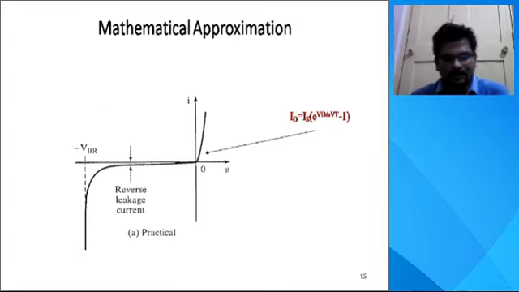And if you observe this diagram, in reverse bias, up to a certain value, minus VBR, there is no current. But after the reverse breakdown voltage, we will get the reverse leakage current. This reverse current is nothing but the reverse saturation current due to the minority carriers. And the value of this reverse saturation current will be in the units of microamperes.